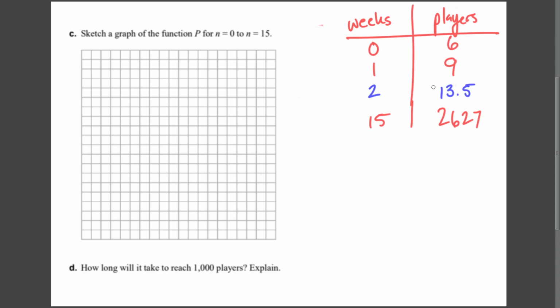So thanks to my handy dandy equation, I have both n is equal to 0, which is right here, and I have n is equal to 15, which is right here. Notice I did not have to do the 3, 4, 5, all those other numbers. I've got my two main numbers here. I'm going to count out, I know there's 20 lines here, so there should be 19, 18, 17, 16, 15. So this is 15 here. So 0 is going to be 0 and 6, and then 15 and 2,627. My goodness.